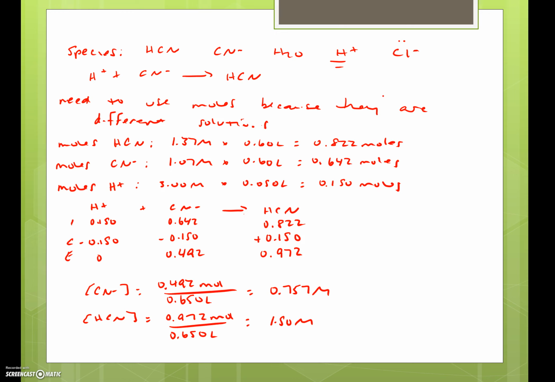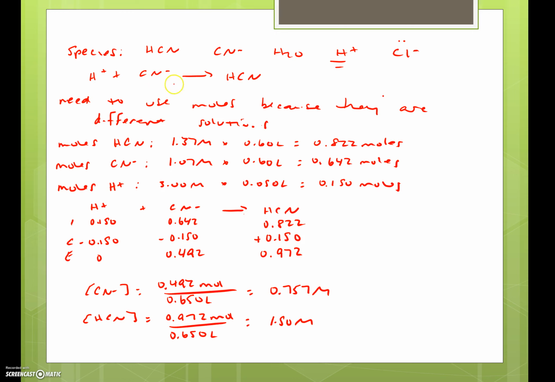So let's look at what we have. We have hydrocyanic acid and cyanide ion from the original buffer solution. We're adding hydrochloric acid, which dissociates into hydrogen ions and chloride ions. We always start with the strong acid or the strong base. So the hydrogen ion is going to react with something in that buffer solution to neutralize it. Acids react with bases, and the cyanide ion is our base in our buffer. So the hydrogen ions are going to react with the cyanide ions to produce hydrocyanic acid.